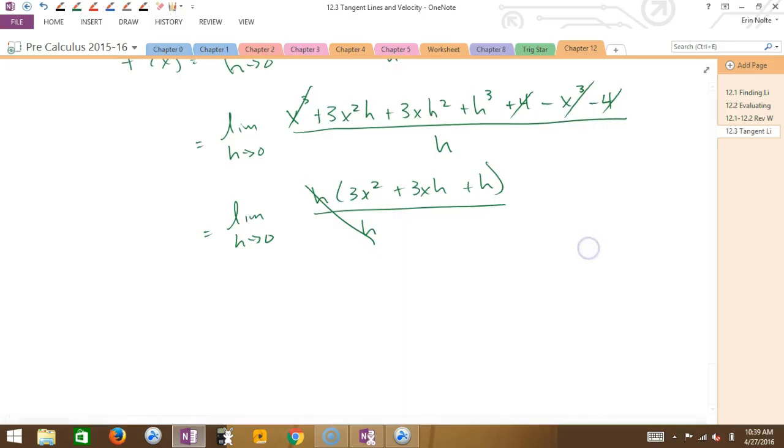What is the last step? Plugging in 0. H, oh yeah, thank you. Plugging 0 into the h's, right? So I would get 3x squared plus 3x times 0 plus 0 squared. So we all agree that that would be 3x squared.